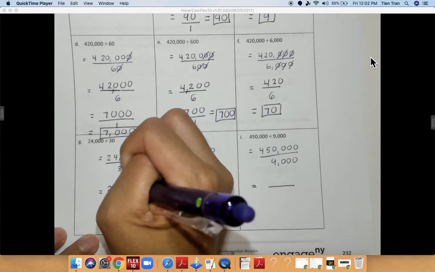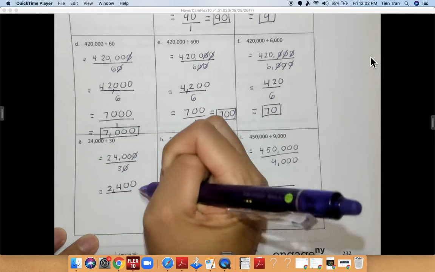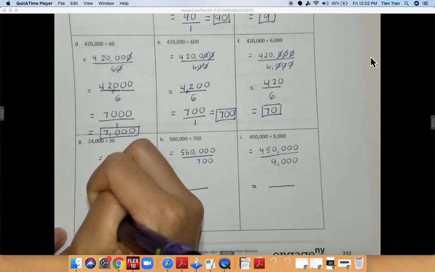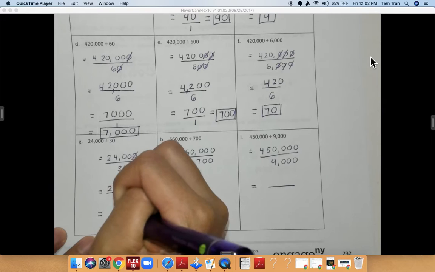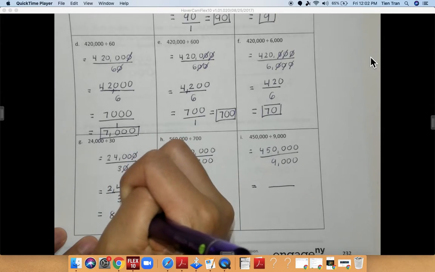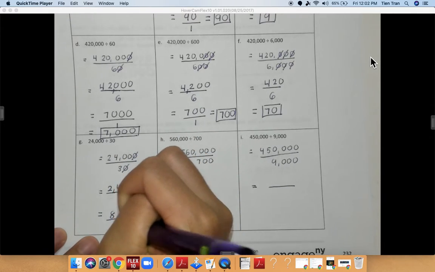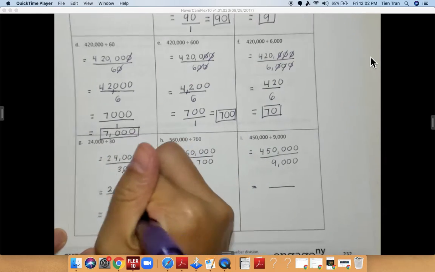I have 2,400, and on the bottom, I have 3. So 24 divided by 3 is going to give you 8. Add the 2 zeros. My 3 changes to a 1. So my final answer is equal to 800.